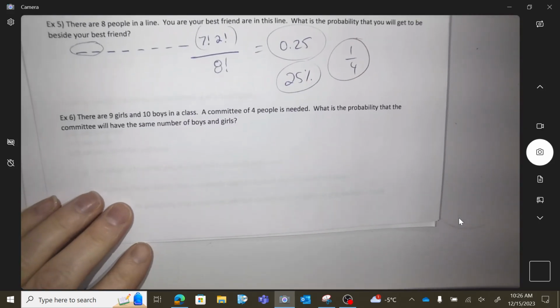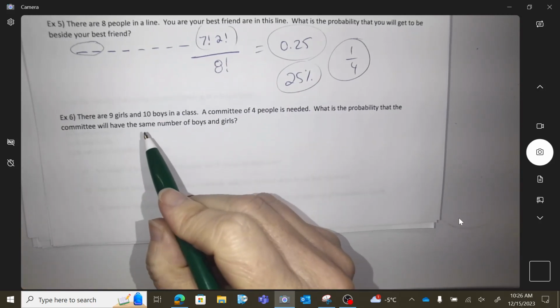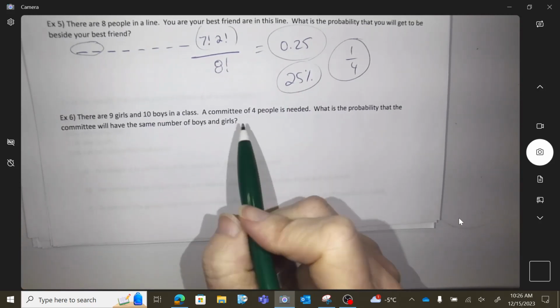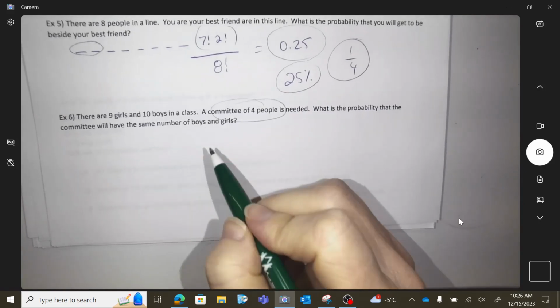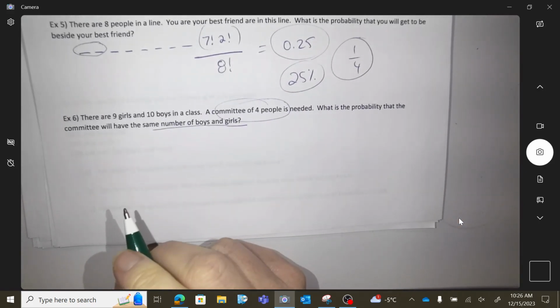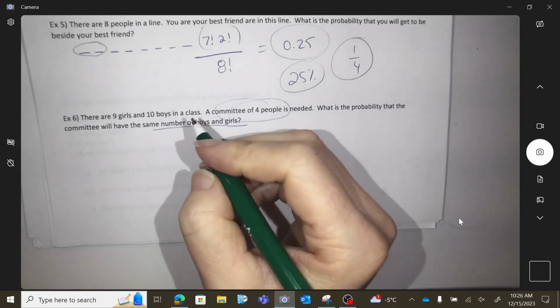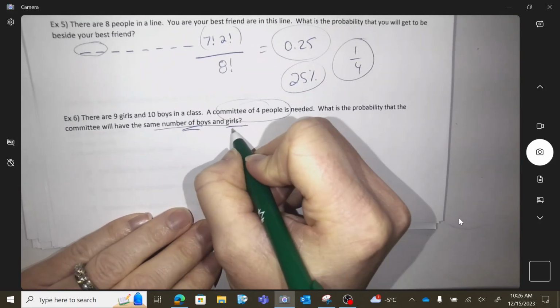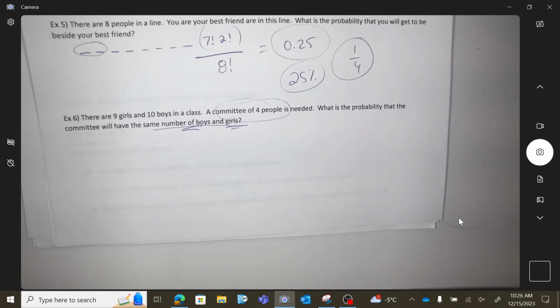Okay, next one, you have 9 girls and 10 boys in your class, and you got to make a committee of 4 people. What's the probability that they'll have the same number of boys and girls on your committee? So what am I doing in this if I want to have the same boys and girls on my committee? What's on my committee then? 2 boys and 2 girls.